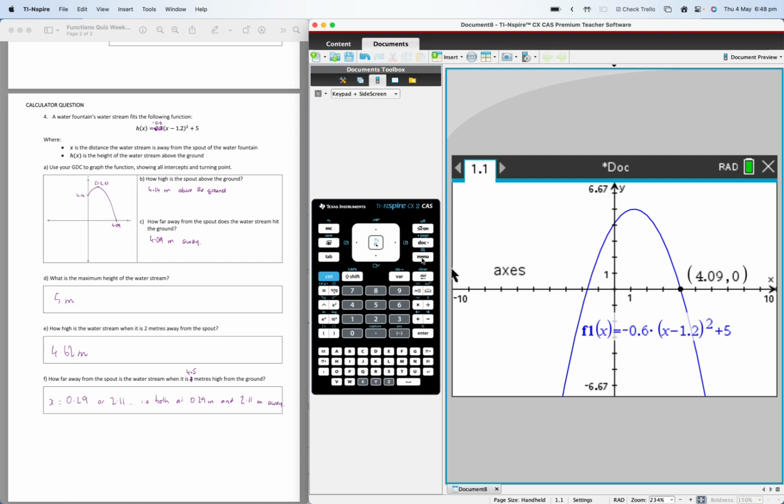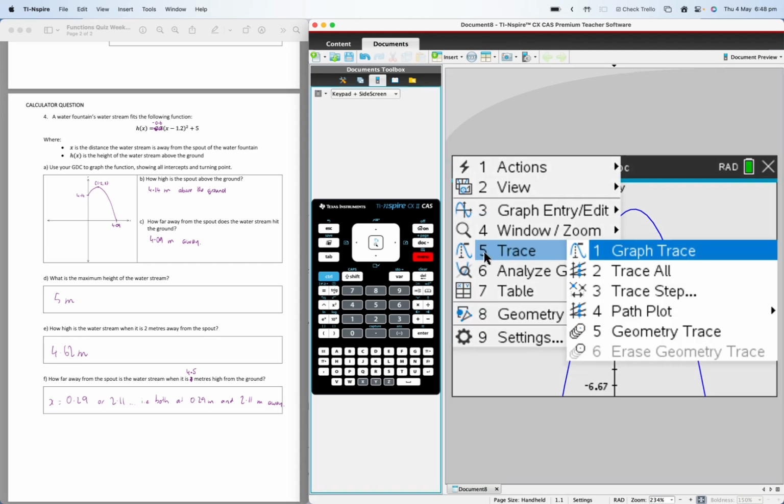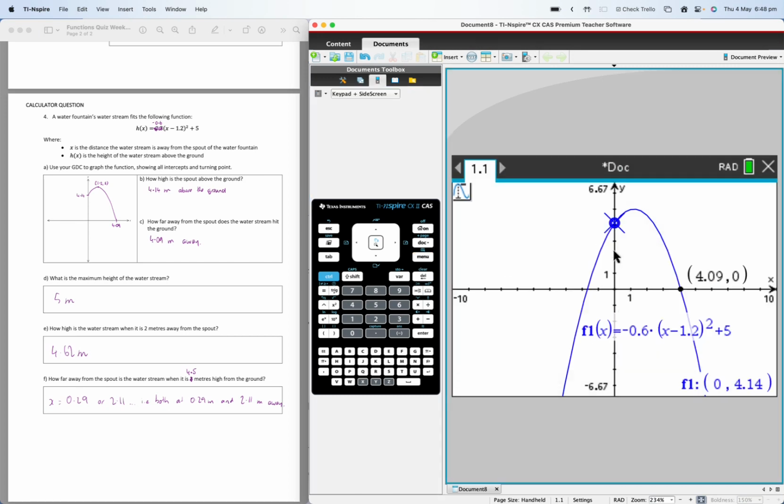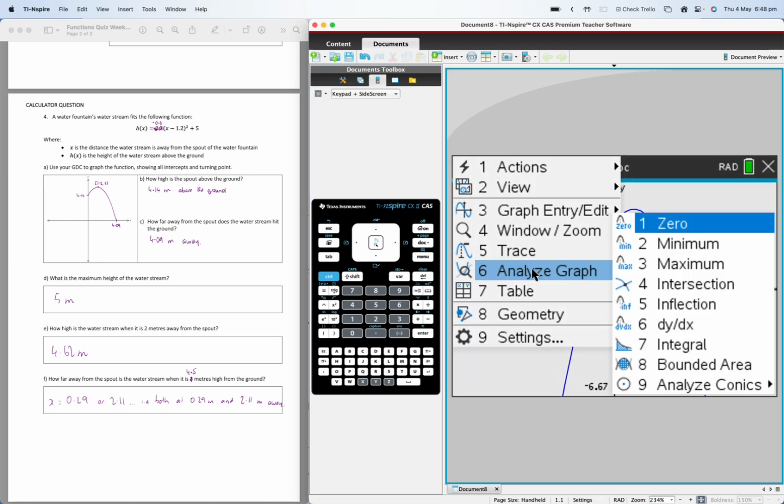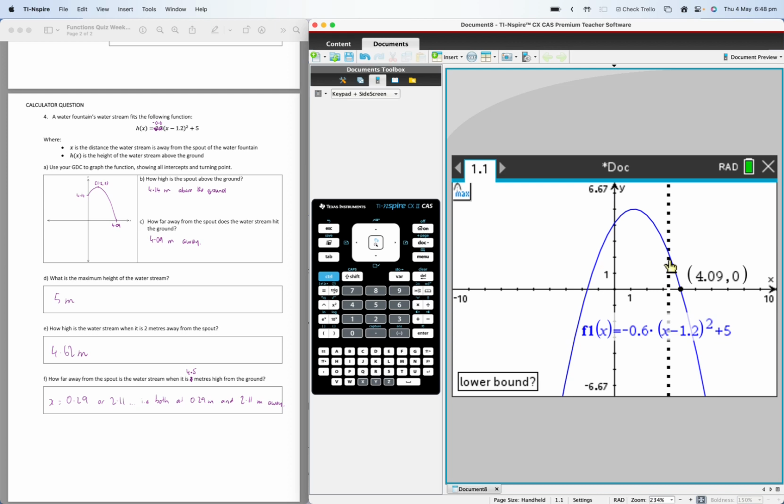If I want to get the y-intercept, typically when I go menu, trace, and then do a graph trace, it normally zeroes in on the y-intercept to start with, and you've got f1 colon here, 0, 4.14. So then I can type in 4.14 there, like I've done. And then the maximum is menu, analyze graph, maximum. Obviously, if this graph was the other way around, I would go to minimum. And there it is, 1.2, 5, which is what I've written up here.